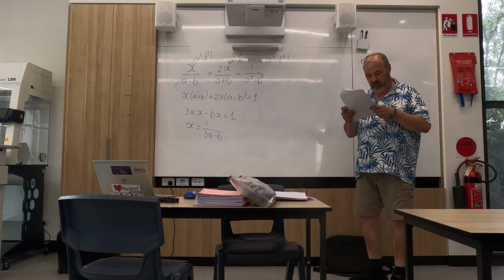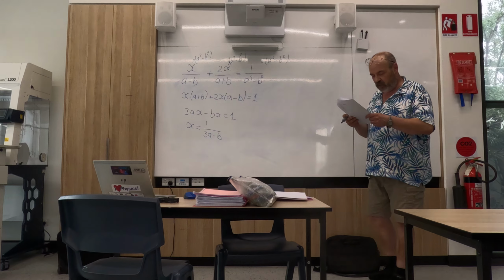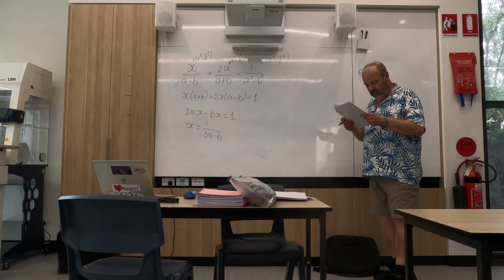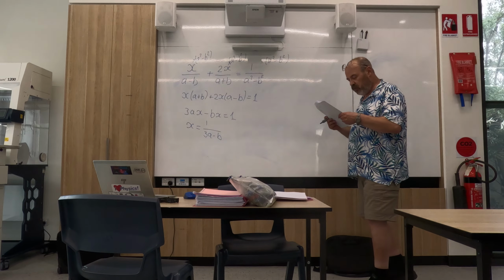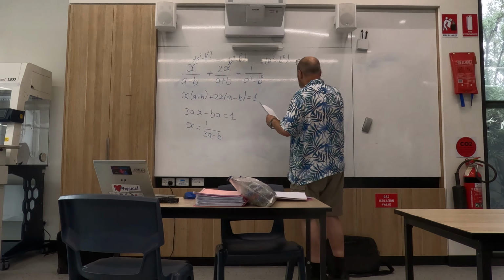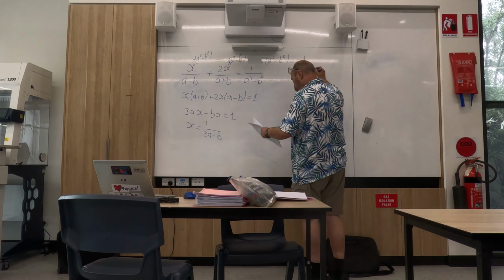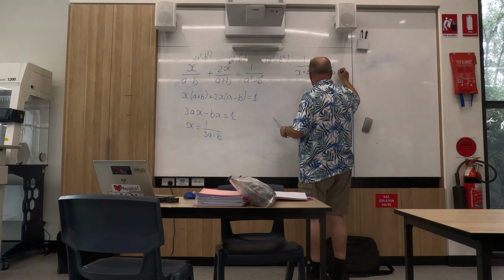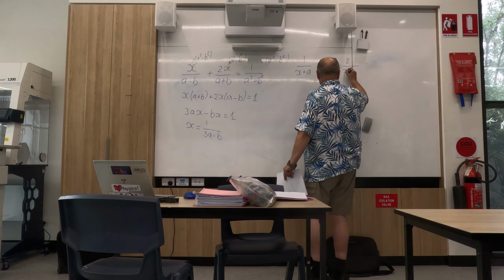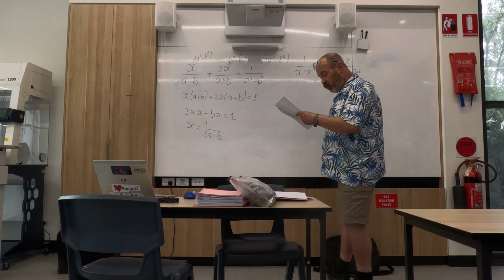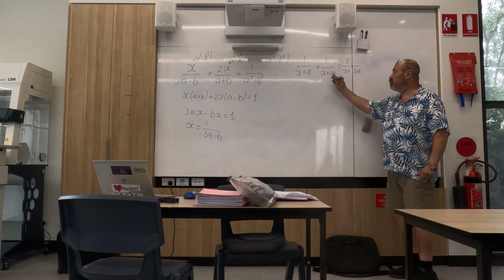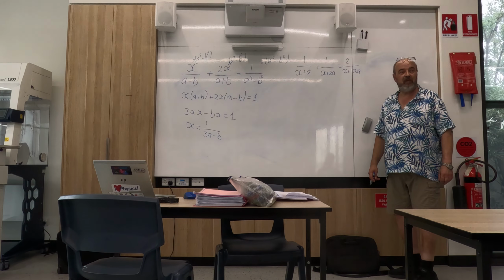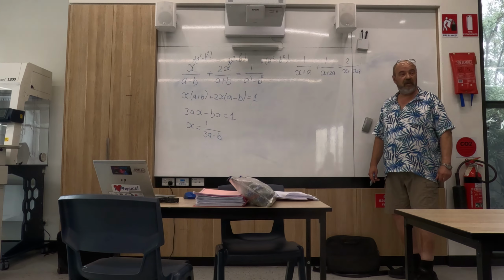Now a little bit more difficult example. Example 8. Solve 1 over x plus a plus 1 over x plus 2a equals 2 over x plus 3a. So the common denominator will be x plus a times x plus 2a times x plus 3a. Is there a shorter way? That will be the shortest way. It's not that hard.